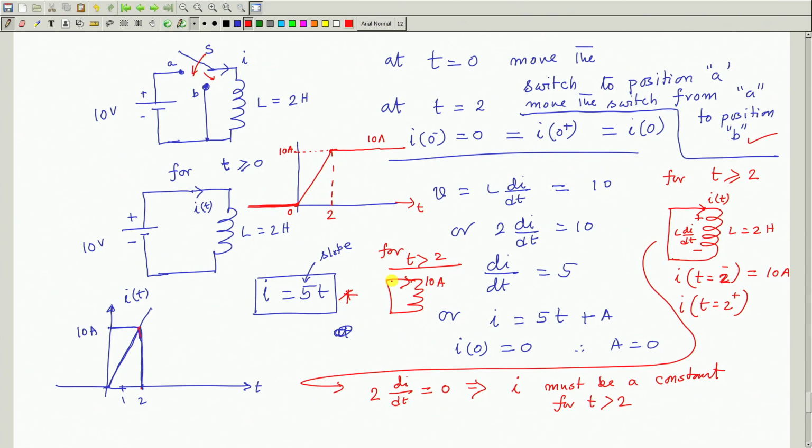Now, by this example, what is the connection between the energy storing and this one? See, I have now made a circuit by which I will pump energy into the inductor, and what will be the energy stored?